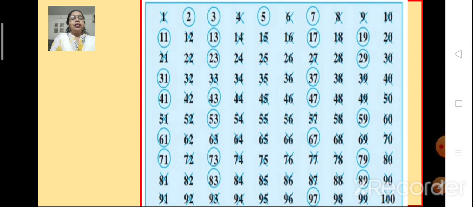Alright children, with this we come to the end of the session. Please try to practice this table, the sieve of Eratosthenes, and learn the prime numbers and the composite numbers properly. And also remember that 1 is neither prime nor composite, and 2 is the only even prime number. All the other prime numbers are odd.